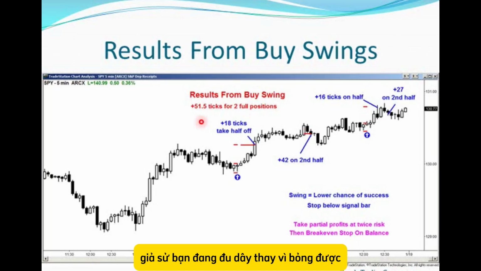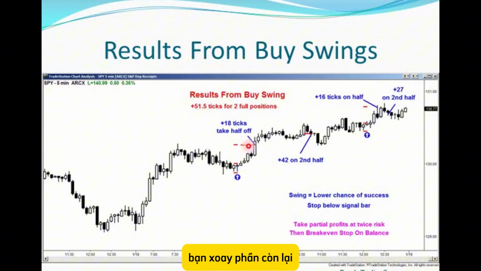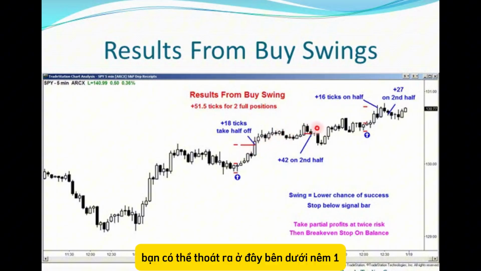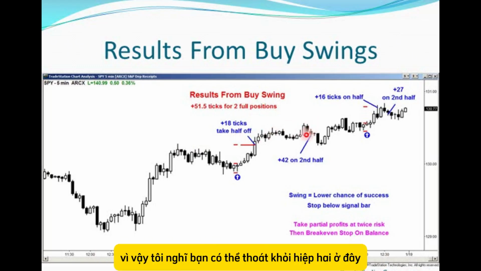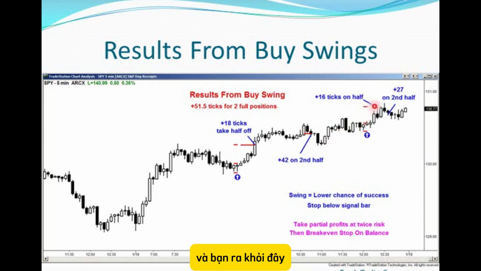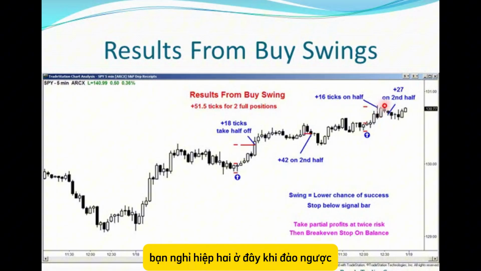Let's say you're swinging instead of scalping. Okay, let's say you bought above this bar and you went for a reward 2 times your risk. You take half off at 2 times your risk. You swing the rest. You might exit here below the wedge, 1, 2, 3, right? So the wedge is triggering with this bear inside bar, so I think you can exit the second half over here. You could buy over here and go for 2 times your risk, and you'd get out up here. And you'd take the second half off here at the reversal down into the close.